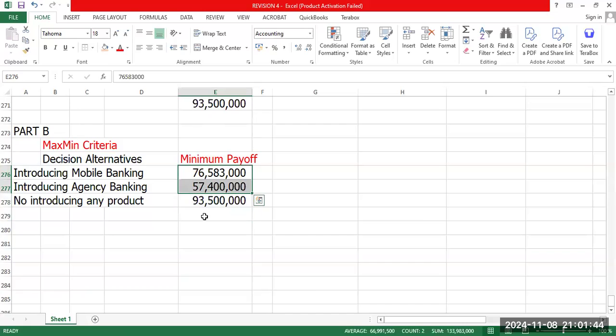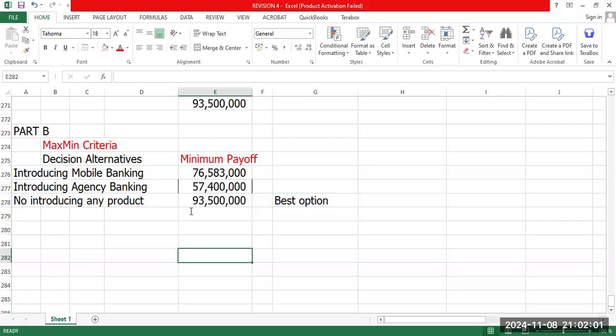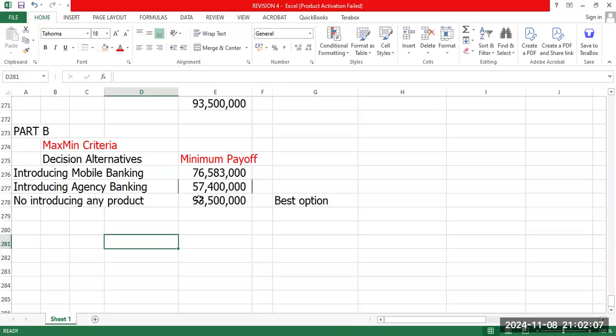So here, which option is the best? What is the highest value here? The highest value. So this is the best option. Not to introduce any product, since they will be in a position to earn a maximum profit of shillings. This compared to other alternatives.